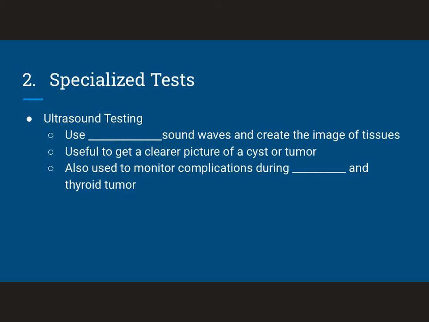We have probably heard of ultrasound testing more frequently. Basically, you're using high frequency sound waves to create an image of tissues, and it's useful to get a clear picture of a cyst or a tumor inside your body. Other times it can be used to monitor complications during pregnancy and also for thyroid tumors. So it's used for multiple different things. Nowadays they have different devices that help you check different body parts using portable ultrasound machines.